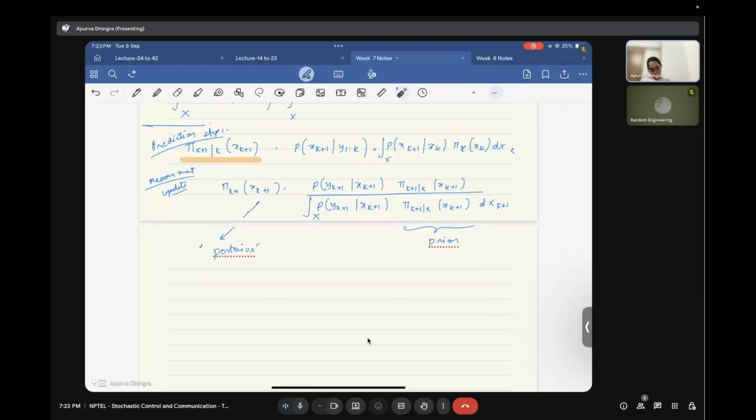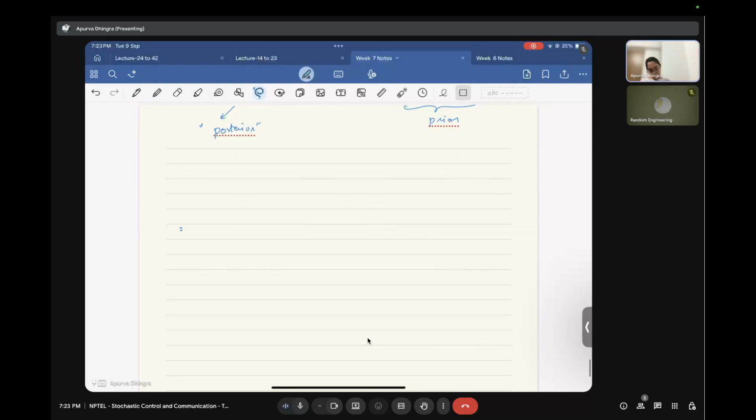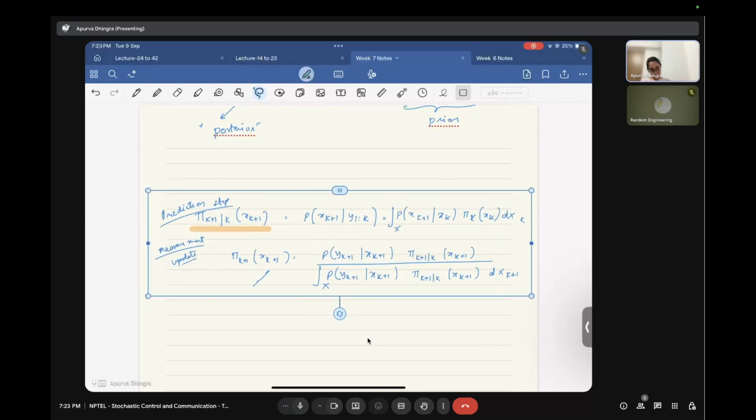One second. Let's write it out cleanly. Not write it out, I am just going to copy it.